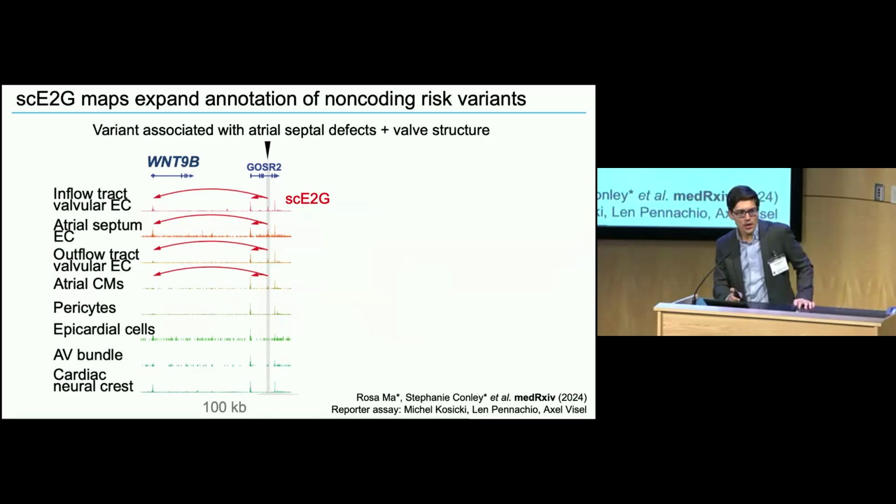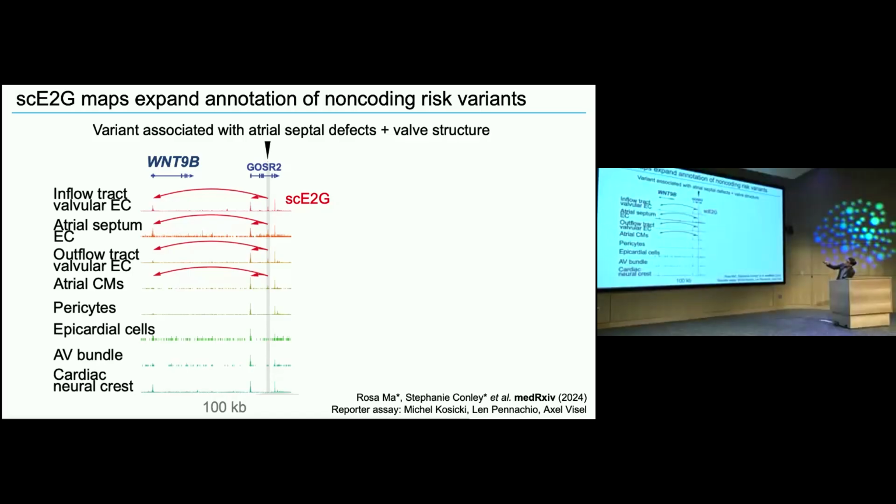So here's an example where we are using these single-cell enhancer predictions to interpret a variant that's associated with atrial septal defects, as well as with various quantitative measurements of valve structure. When we look up this variant across 90 different cell types in the developing heart, here are just a selection of different cell types. We can see that this variant is in an intron of a gene called GSR2. It overlaps an enhancer that's predicted to regulate both GSR2 as well as this other gene, Wnt9b.